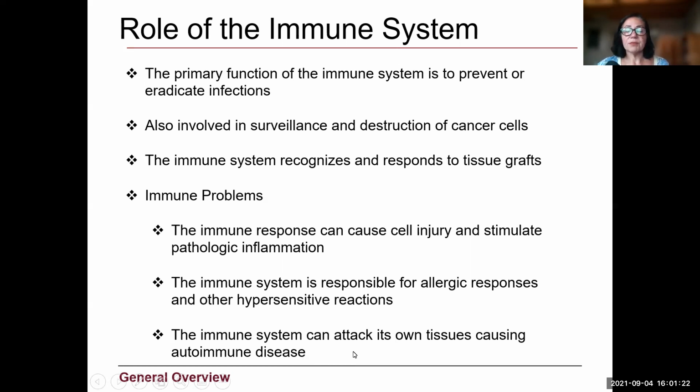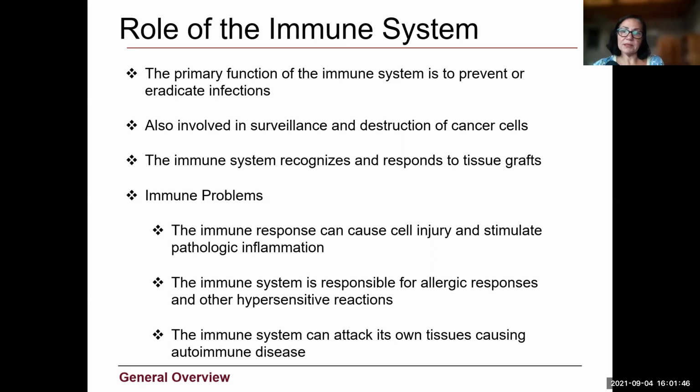There does seem to be a genetic component to it, and I say that because the tendency to develop an autoimmune disease can run in families, but we have yet to identify what the genes are that are responsible for that. And what gets inherited is not the particular autoimmune disease, it's the propensity to develop an autoimmune disease.